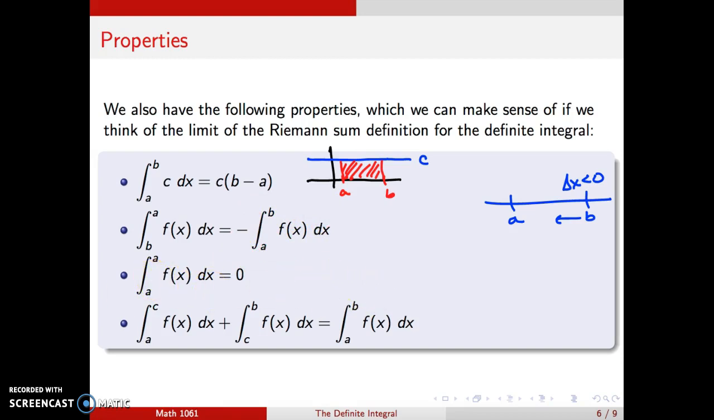For this guy, you can imagine you've got whatever function you like, and you go from a to a. What's the area under that curve? Well, there's no area, there's no width, so from a to a, it's always going to be 0. And for this last one, basically what we're saying is, c doesn't have to be in between a and b, but if you break it up, the integral of the whole thing, a to b, is the same as the integral from a to c plus the integral from c to b. That's what we're looking at there. So those properties should also kind of make sense.